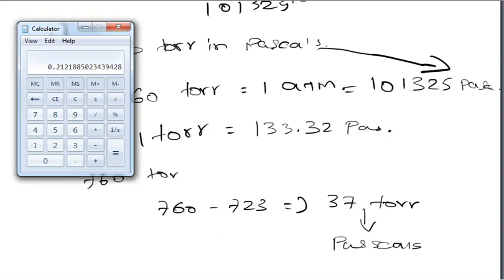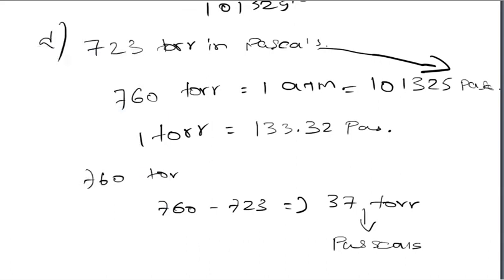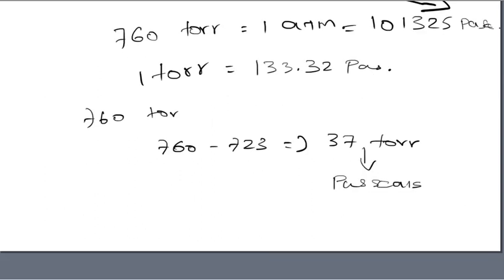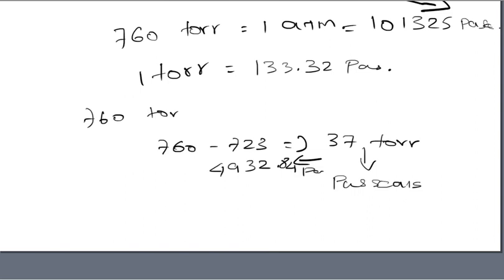Bring a calculator. 133.32 times 37. We are having an answer. I'm running out of page limit actually. 4932.84 pascals, if I'm not wrong. Yes, 4932.84 pascals.